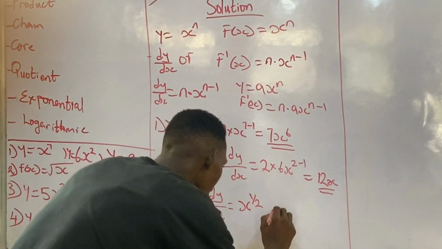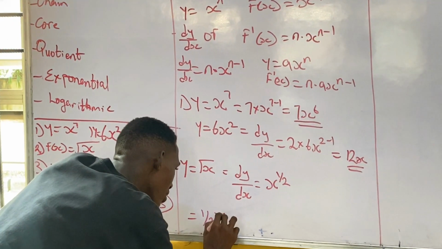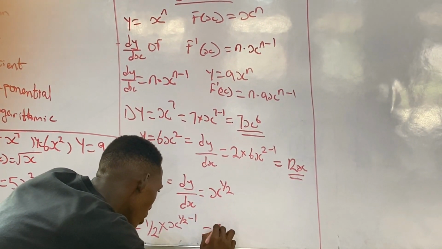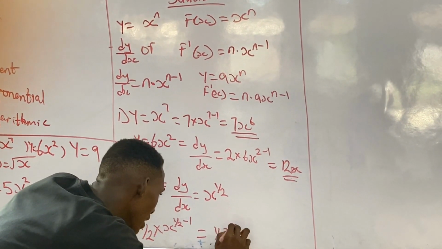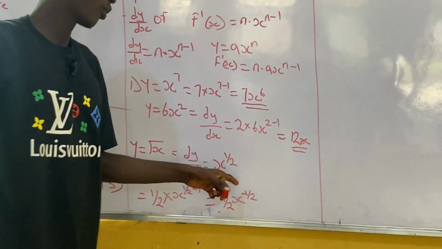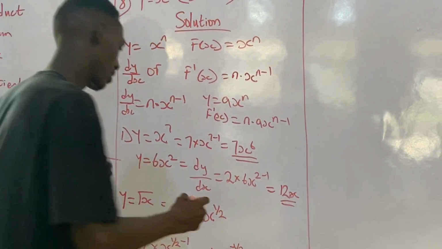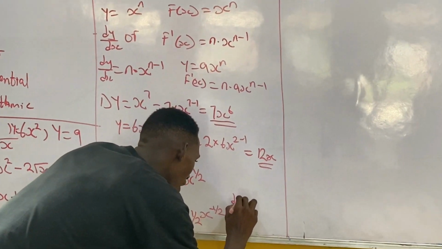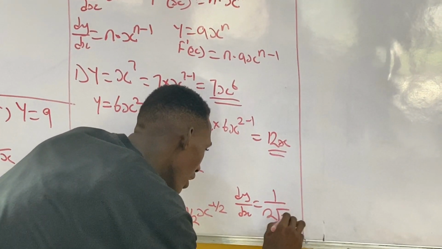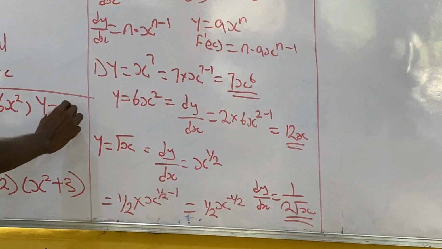Now, our dy/dx is equal to 1 over 2 times x to the power of half minus 1. So that is equal to 1 over 2 times x to the negative half. And in mathematics, whenever you have a negative power, it means the inverse of it, like what we did in our function in our previous class. So therefore, our dy over dx is equal to 1 over 2 root x. It's as simple as that. Now, we are done with these two.